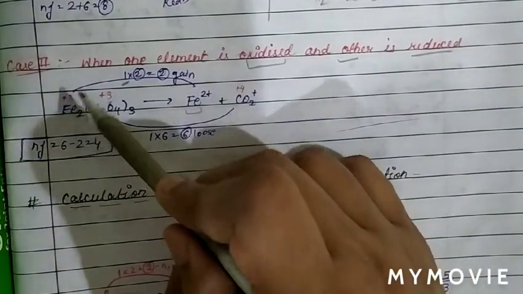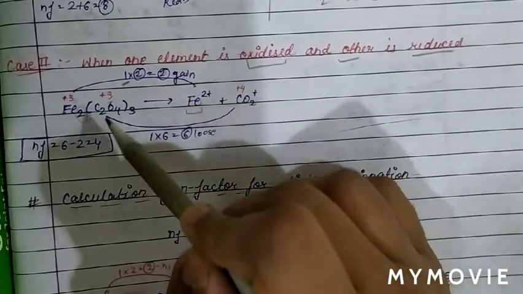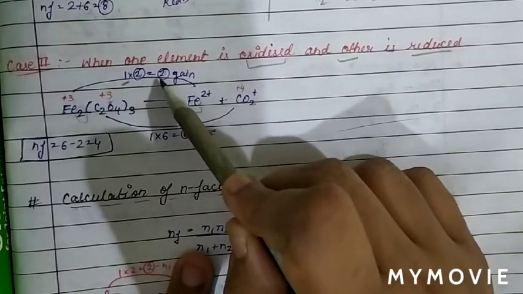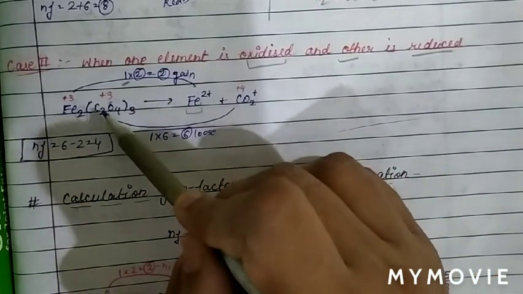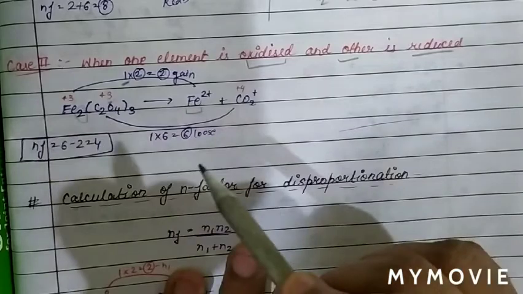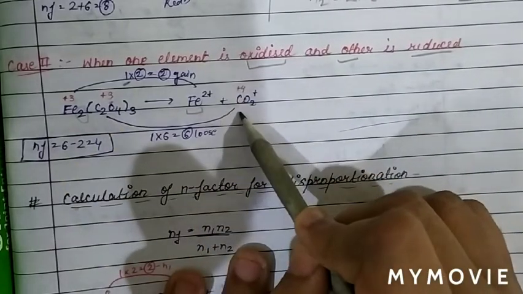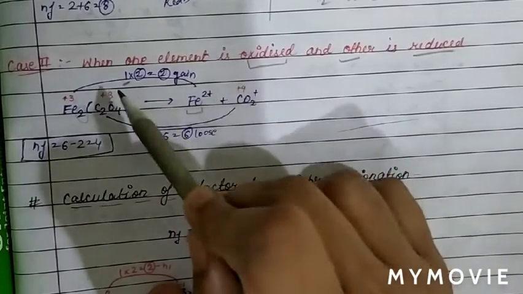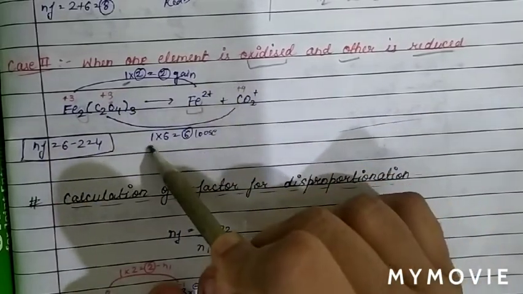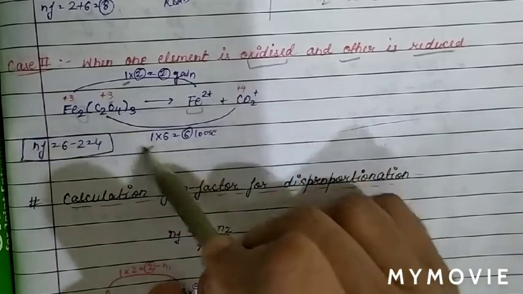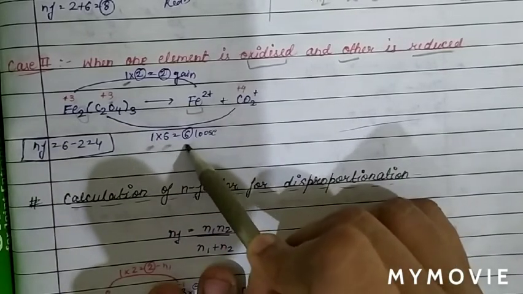As we can see, iron is reduced. Now see, carbon is oxidized, +3 to +4. So one element is oxidized and one is reduced. Oxidation state of carbon is +3, and now oxidation state of carbon is +4. For one atom there is change in oxidation number of 1. How many carbon atoms are there? 3 times 2, that is 6. So overall change is 6.